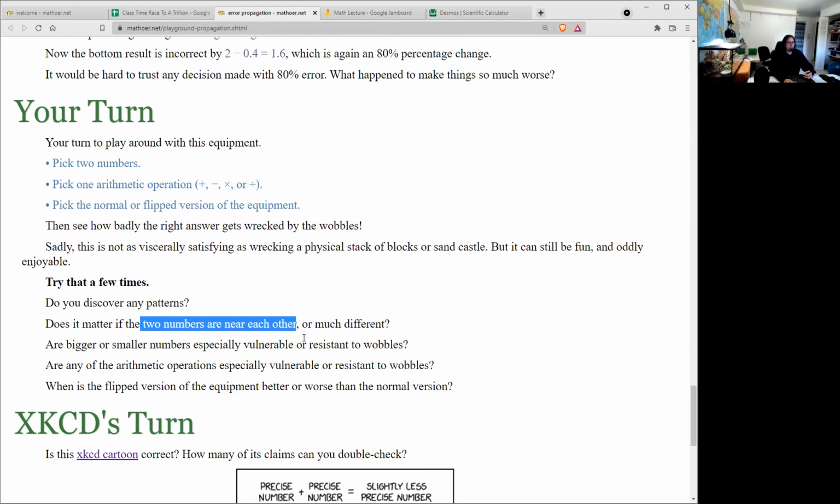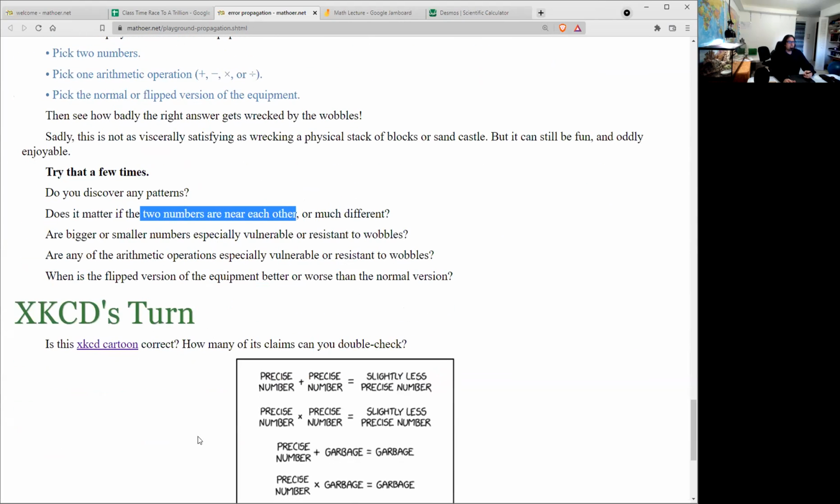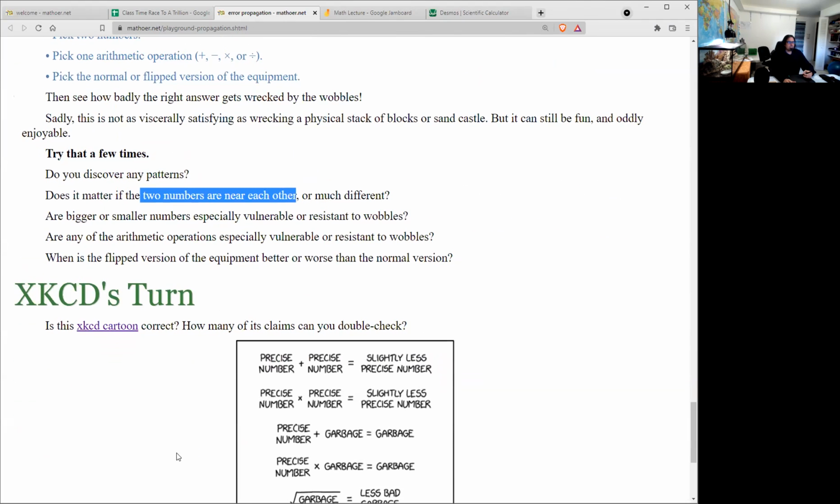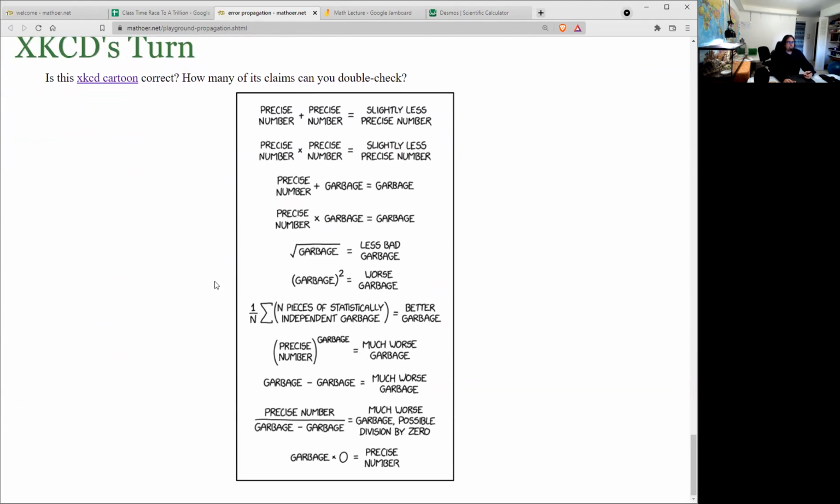Doesn't matter if the 2 numbers you pick start out close together. Ours didn't, 5 and 42 weren't, but what if you picked 5 and 6? Does that help things be stable, or does that make them more unstable if one changes? So investigate things. It's a playground. There's no right answers. And then here's a cartoon from the XKCD webcomic, and you can perhaps double check some of these claims about if you have precise numbers and garbage numbers, what happens when you put them together.